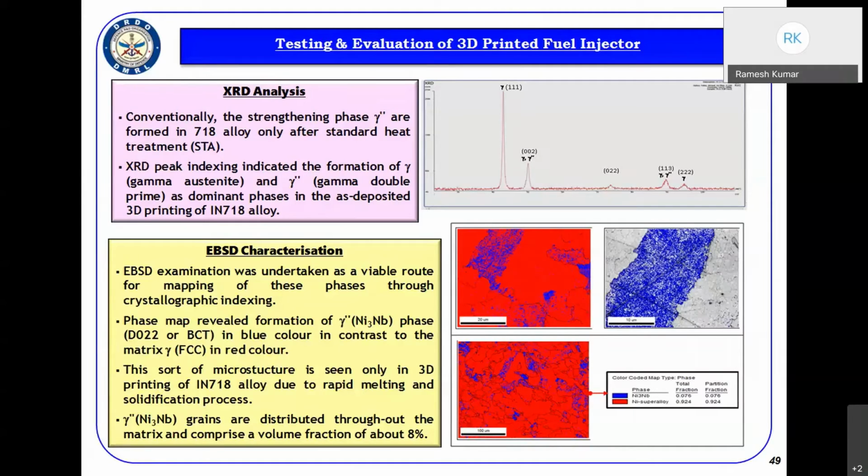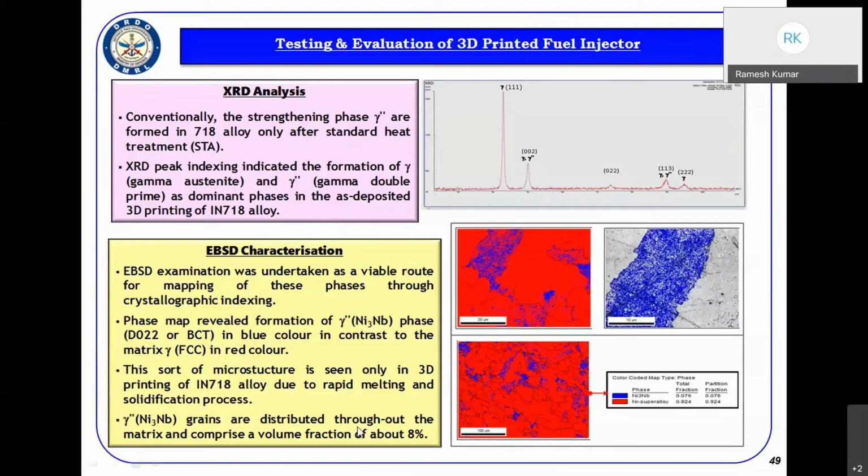The characterization has also been carried out on this, to understand the phases. The phase map revealed gamma double prime, and how much gamma double prime is present has also been understood. This sort of microstructure is only due to the rapid melting and solidification in 3D printing. Gamma double prime is distributed throughout the matrix, and a volume fraction of about 8% is already there.